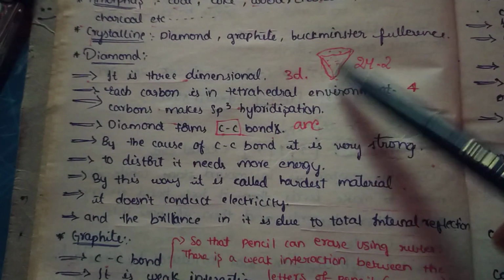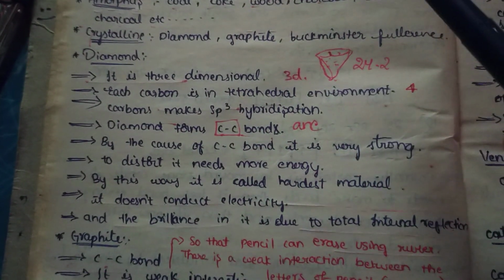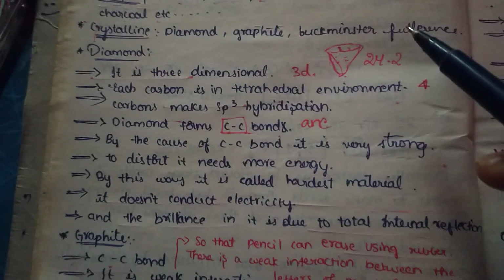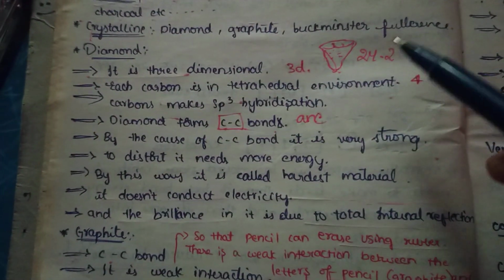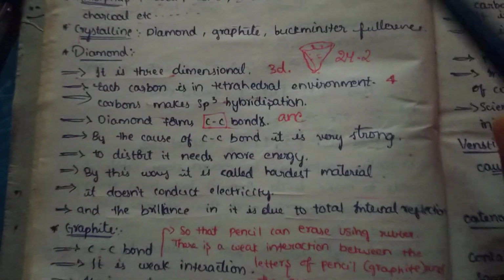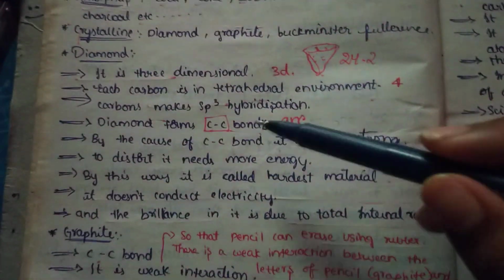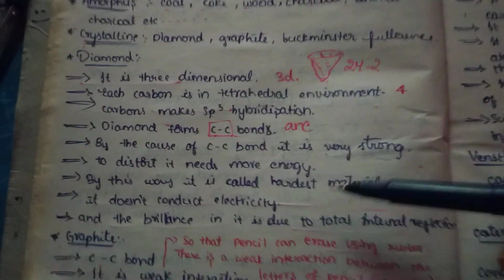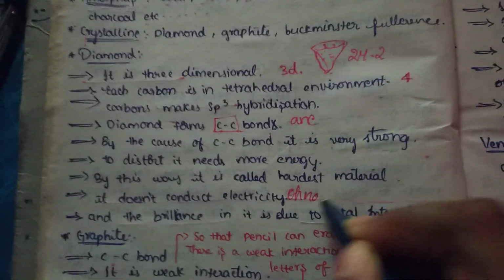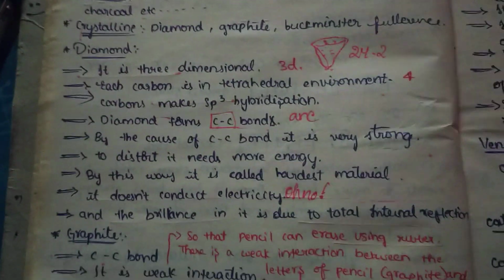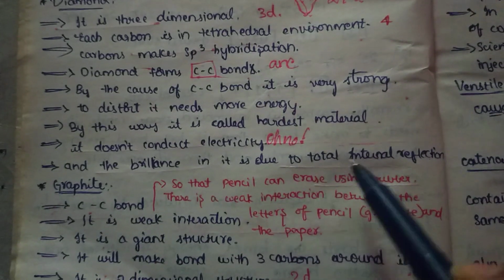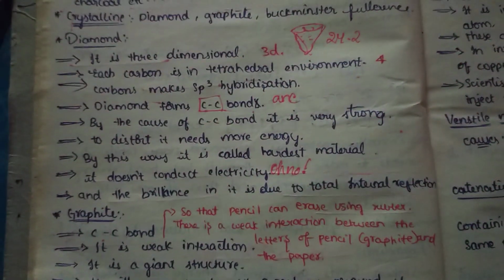See, for diamond cutting, only diamond is used. We need to cut the diamond with the diamond. So this is one of the proverbs too. You all know about it. A diamond must be cut with a diamond. So you know about this proverb, right? And guys, okay. So in this way, it's a hard material. It doesn't conduct electricity. So it doesn't have that much capability, and the brilliance is due to total internal reflection.